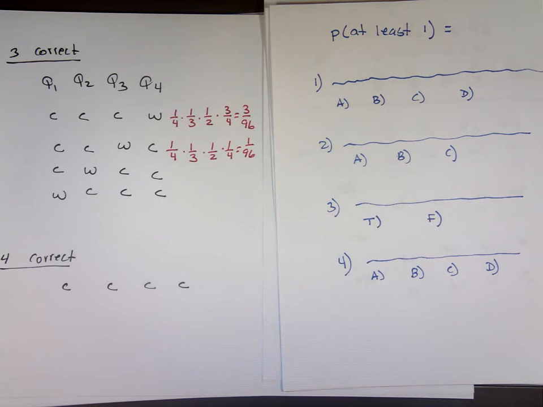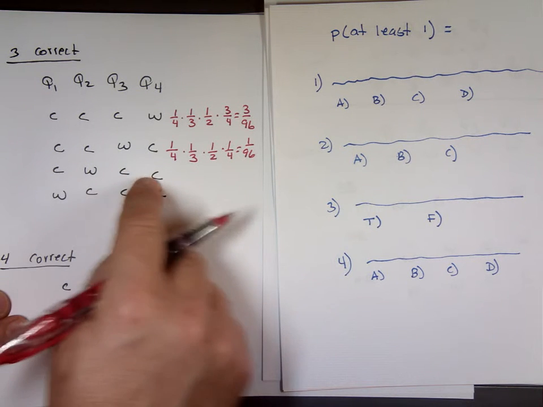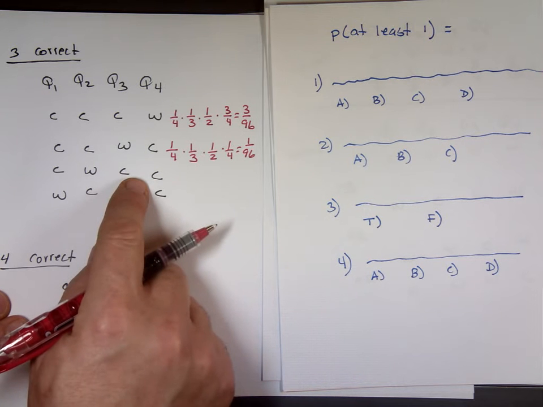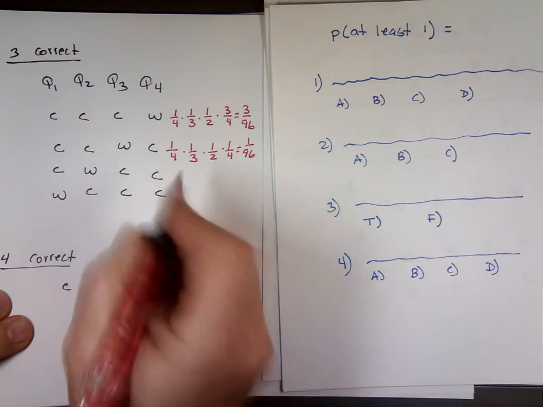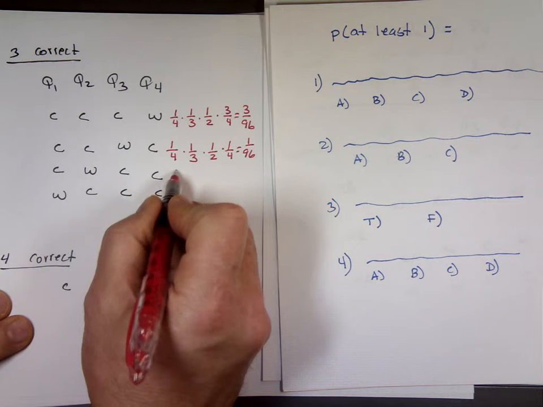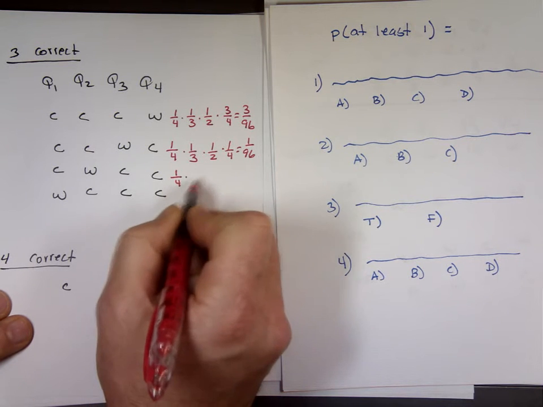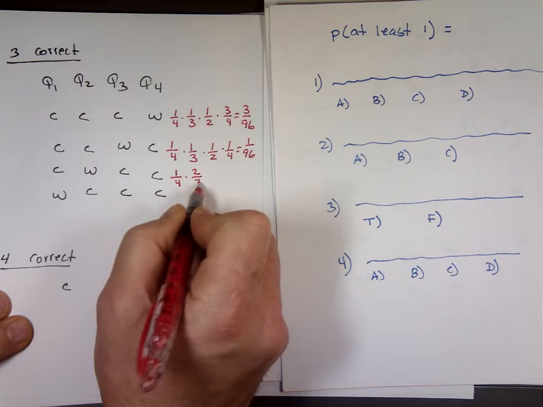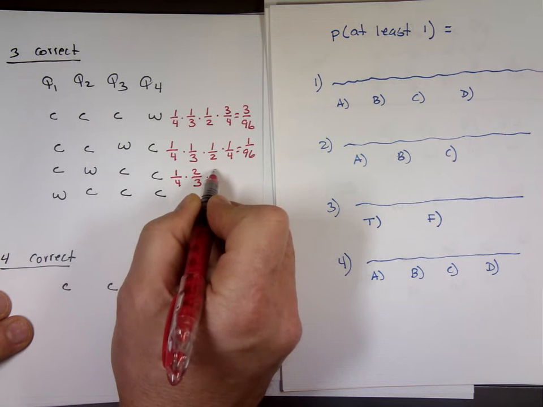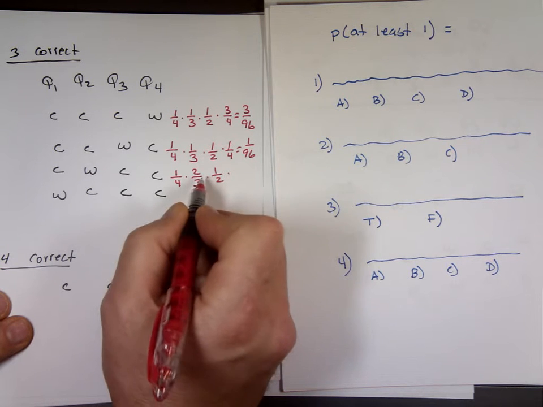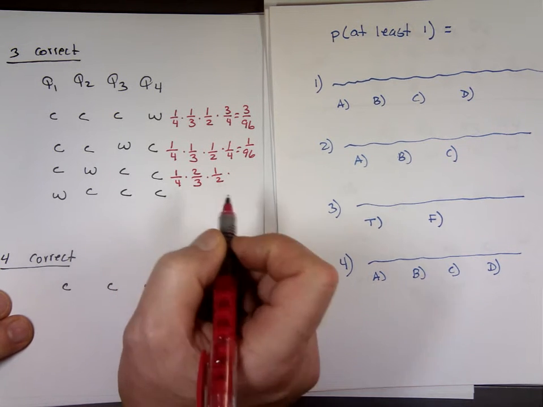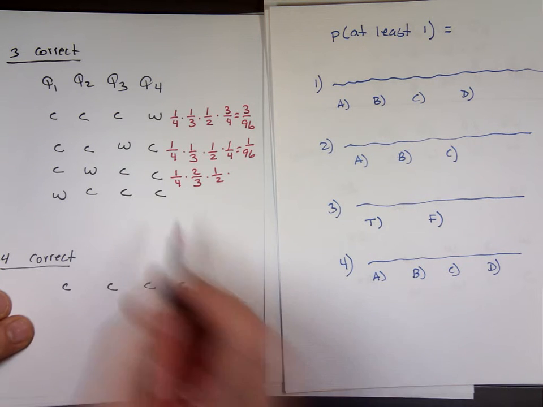Most of you got this one correct. Was it this one or this one? I can't remember which one. Correct was 1 out of 4. Wrong was what? 2 out of 3. Correct, 1 out of 2. And the fourth one is correct, which is what? 1 out of 4.